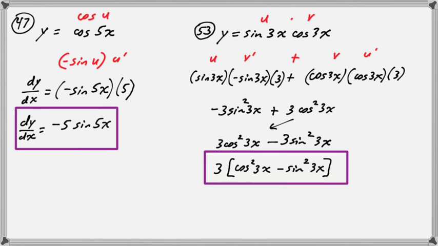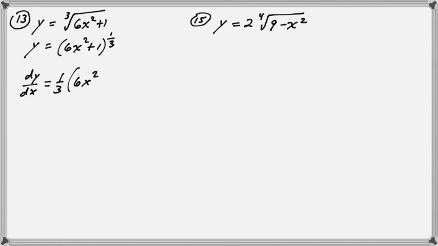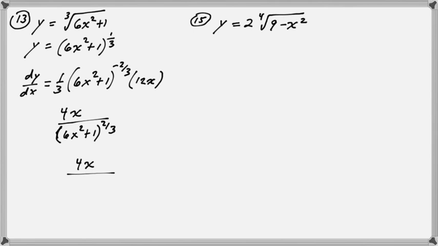Okay, some other problems might be like 13. First, I'd rewrite this as 6x squared plus 1 to the 1/3 power. Now I'll find the derivative, so I'll do power times base to the 1 less power times the derivative of the base. The derivative of the base is 12x. 12x times 1/3 is 4x. This would be 6x squared plus 1 to the 2/3.